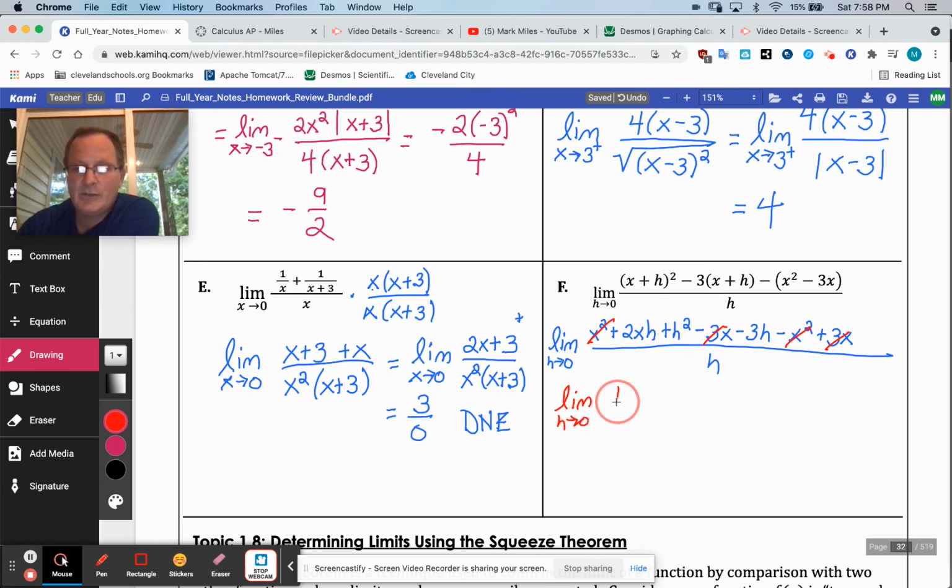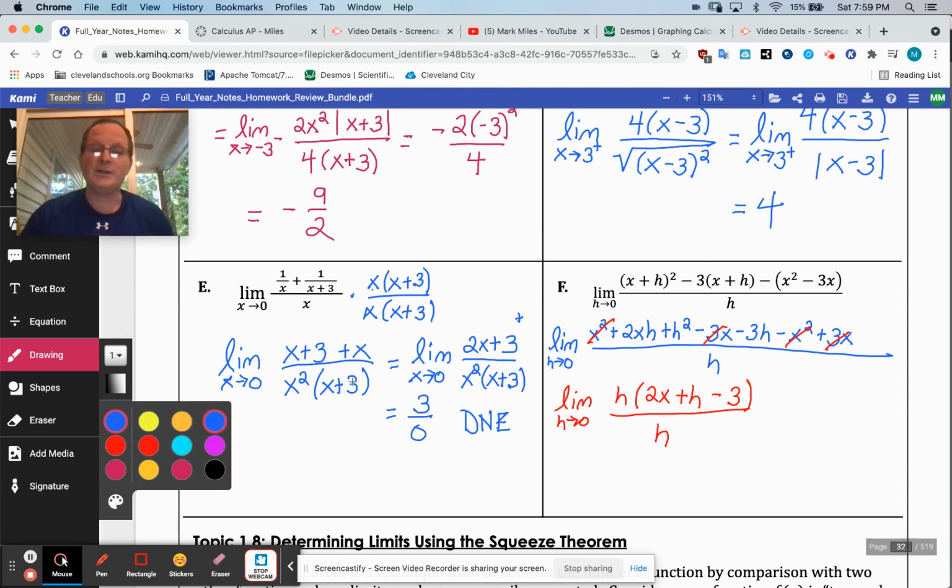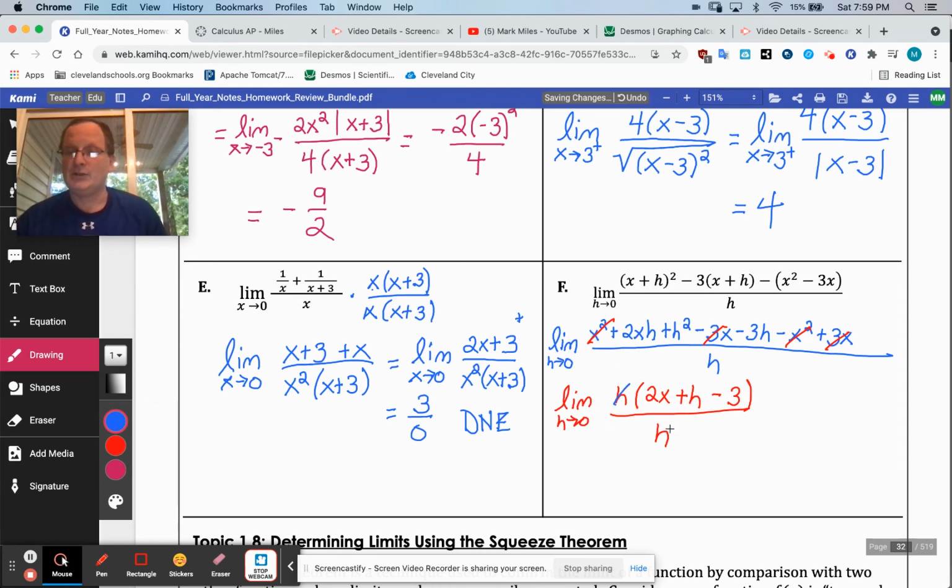So I'm going to factor out an H from everything up top. And what does that leave me with? It leaves me with 2X plus H, right, minus 3, right? Divide by H. And that's all good news because now your 0 over 0 situation can cancel out like we want it to. The H's cancel out.